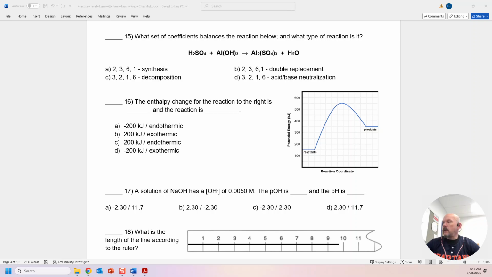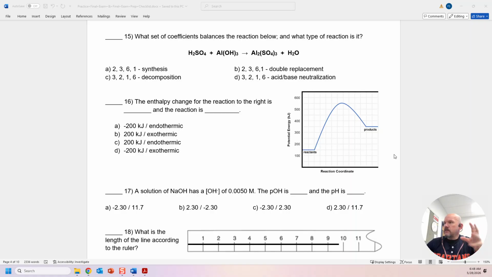All right, guys. We're just continuing our practice final exam for Chemistry 1. We've done questions 1 through 15 on the practice final, and we're just going to continue moving on. So this is question 16. When we look at the test, we have here a potential energy diagram.